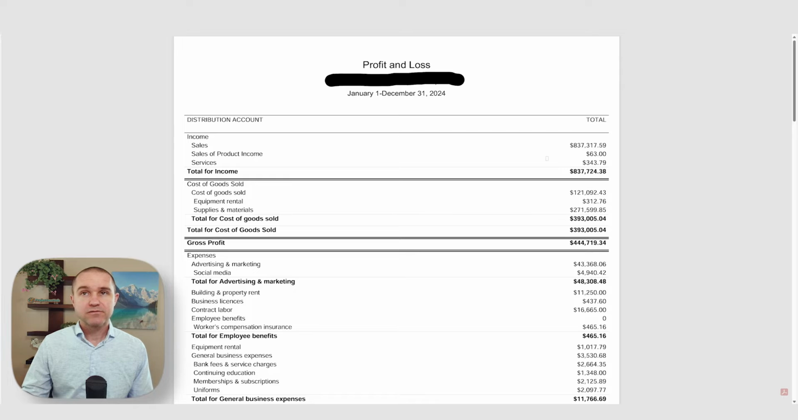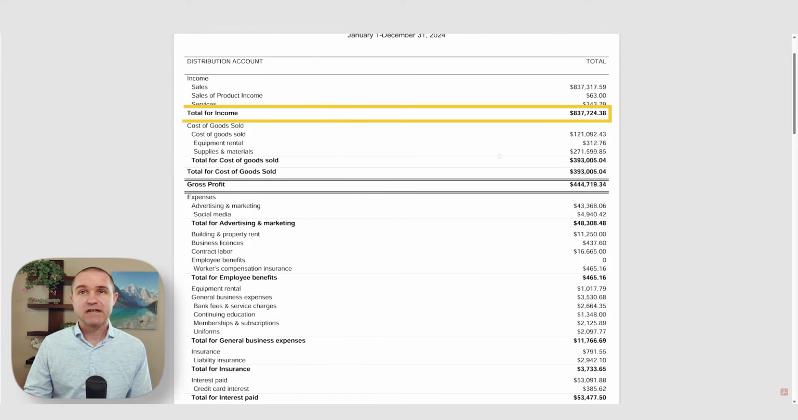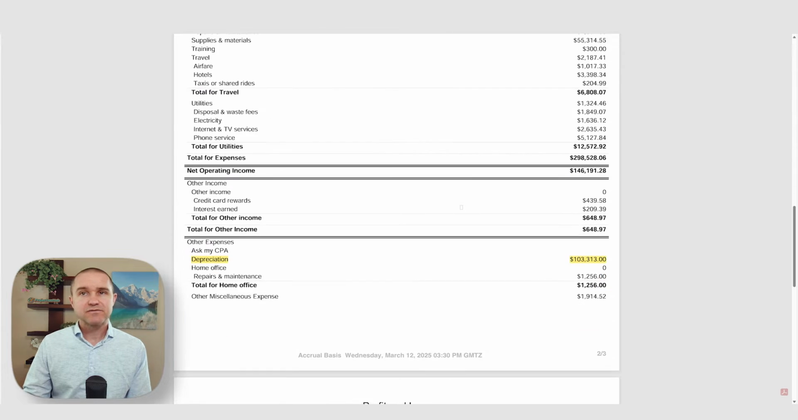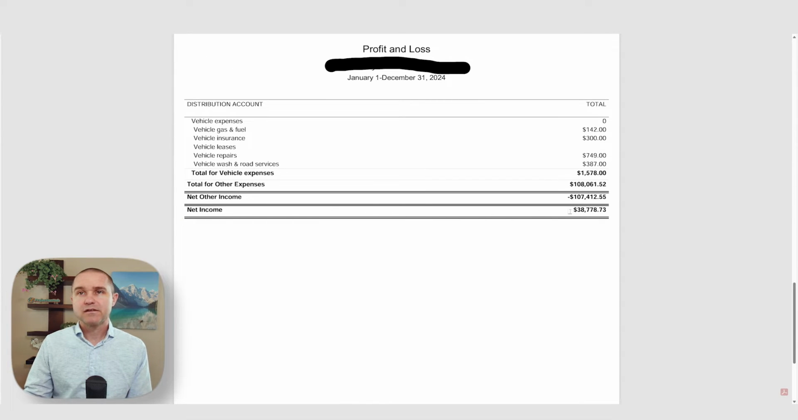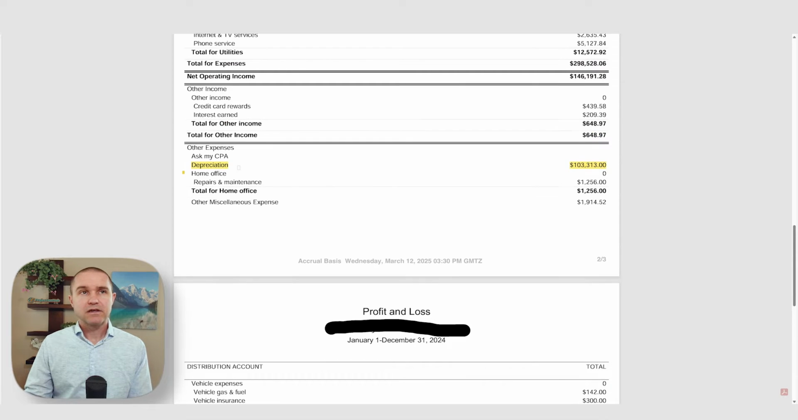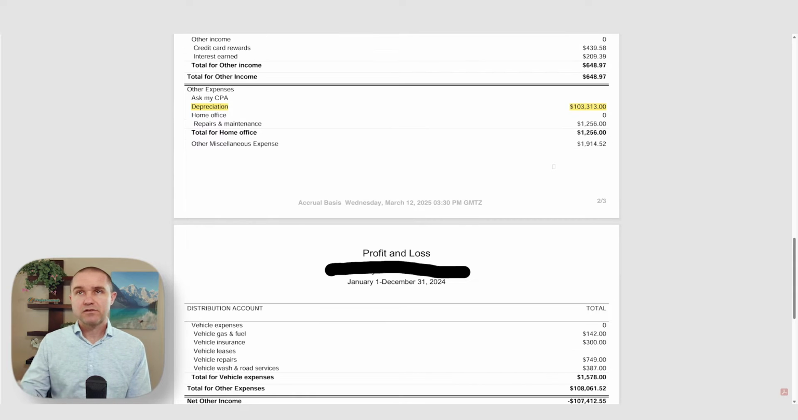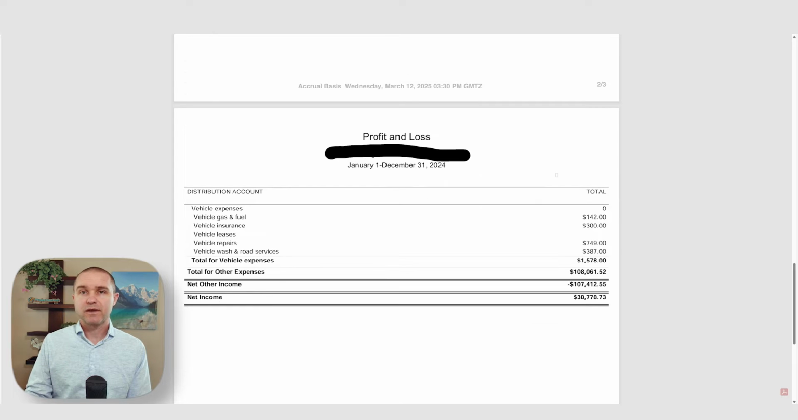In this business, it's a nice business, $830,000 in sales for the year, a healthy gross profit you can see here, lots of expenses. But if you come all the way down to the bottom line, they're showing a $38,000 profit or net income, right? But they are showing depreciation here of $103,000. Now, depreciation is a non-cash expense, okay? So typically, you'll add back depreciation. You may have heard that you would add back depreciation to your earnings.